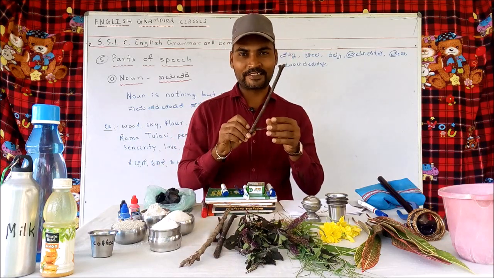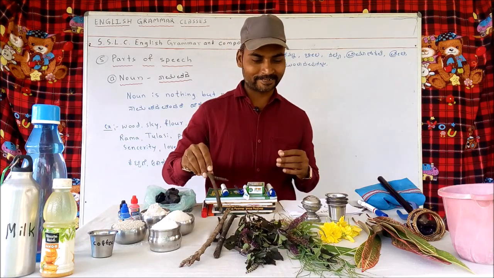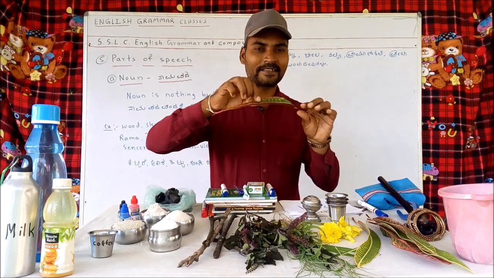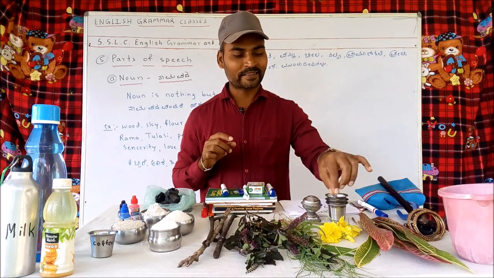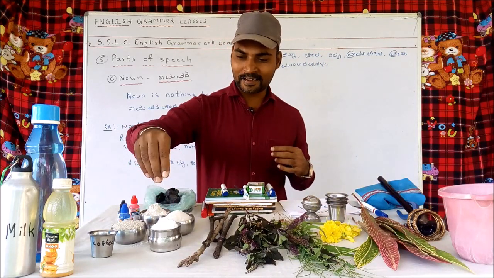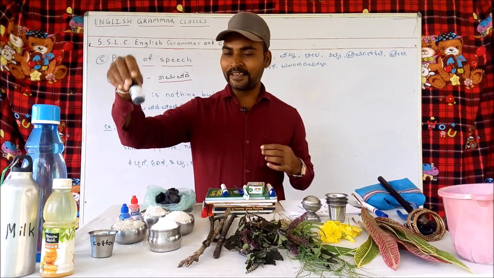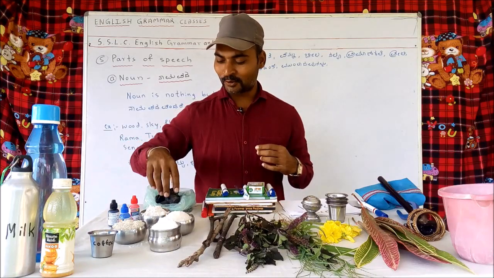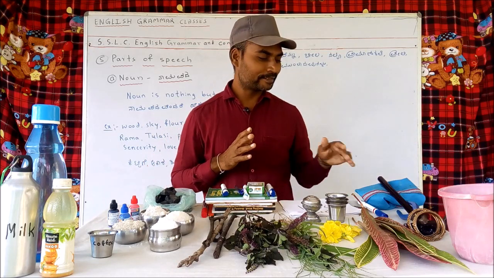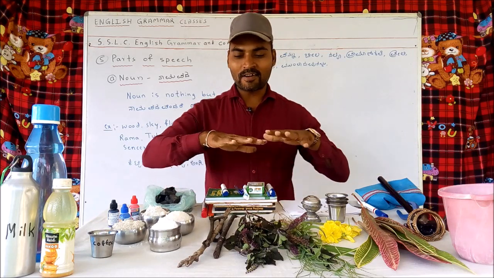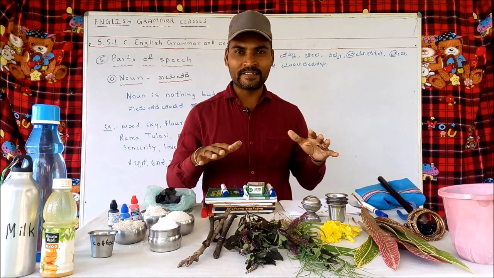This is also an object. What is the name of this object? Wood or stick. This is an object. What is the name of this object? Leaf, then flower, salt, rice, sugar, flour, ink, coal, water, milk, jug, hammer, this bag. These are all materials. These are all things. Names of these things are nouns.